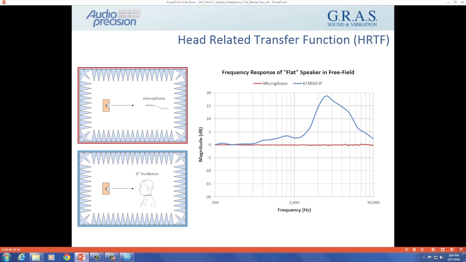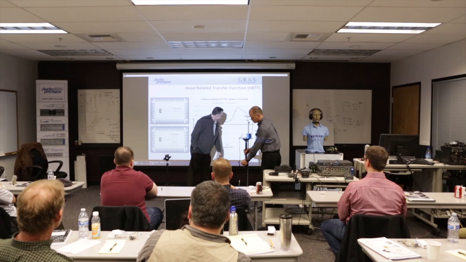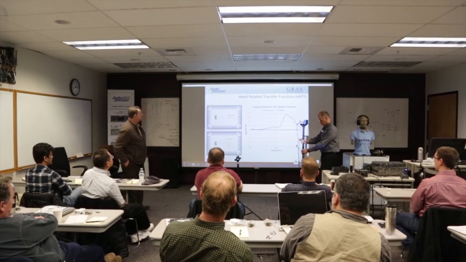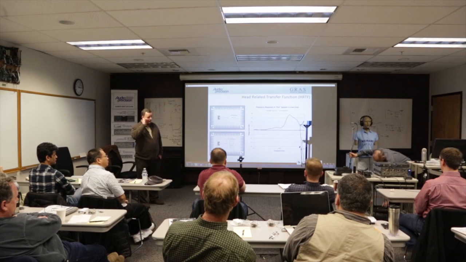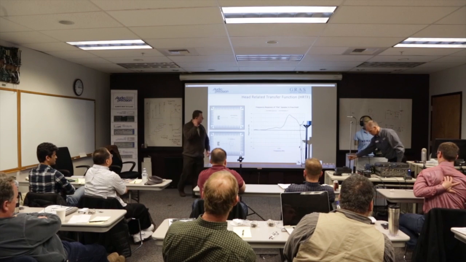Okay, so this slide is introducing the concept of the head-related transfer function, or abbreviated HRTF. So we have a microphone in free space, and we have this straight line at 0 dB. Notice that once we put the mannequin in there, we actually have amplification at this frequency, just a little over 2 kilohertz. At that frequency, we have about 15, almost 20 dB of amplification occurring because of the resonance in our ear, okay? And that's because of the concha and the inner ear, the tube that's in there.